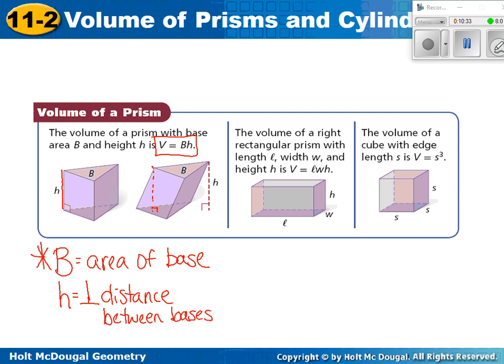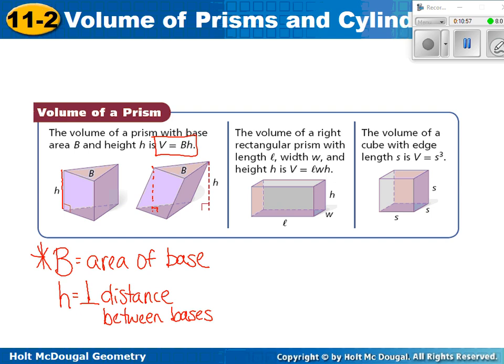Your height is always going to be perpendicular between your two bases. Capital B is the area of only one base. Okay, so on your formula sheet, you're going to write down volume for a prism or a cylinder is just capital B times H.